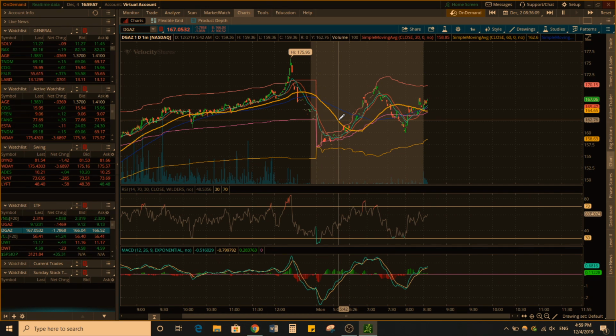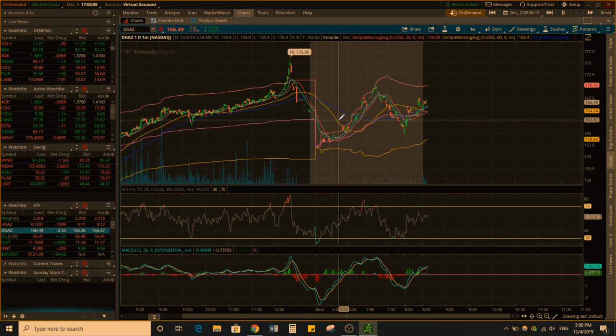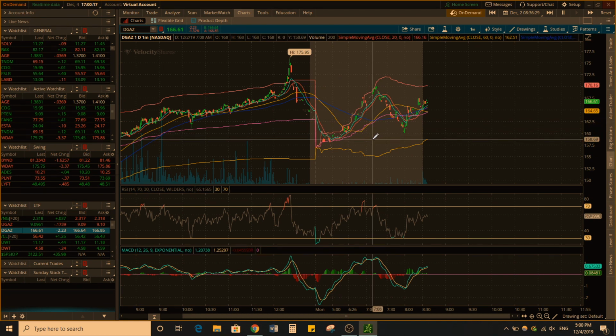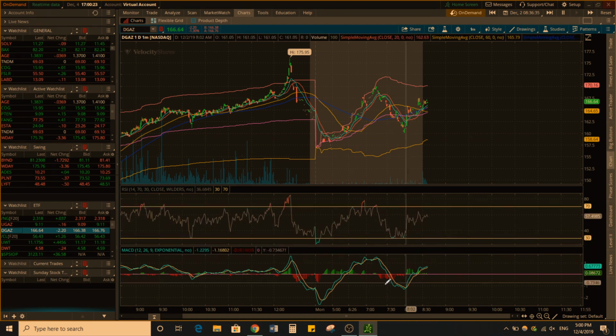All of these are just tools. You can never solely rely on one tool, and that's why I have multiple tools. I have the RSI and the MACD to help me determine whether or not these are good positions. The crossing of the yellow and the red signals either a buy or a sell signal, but of course, I will be looking at the RSI and the MACD to confirm it.